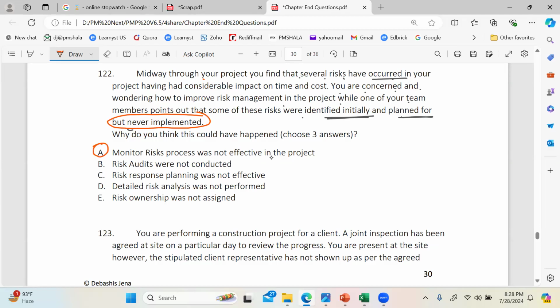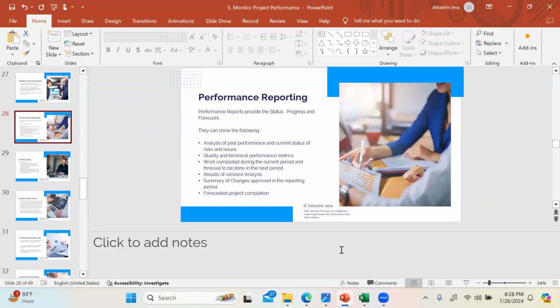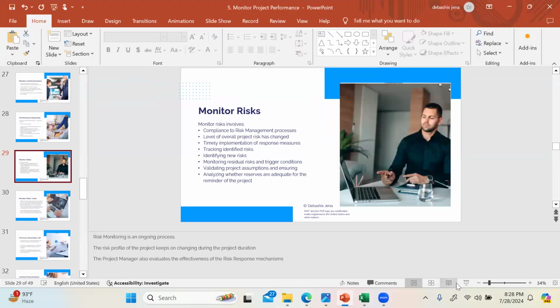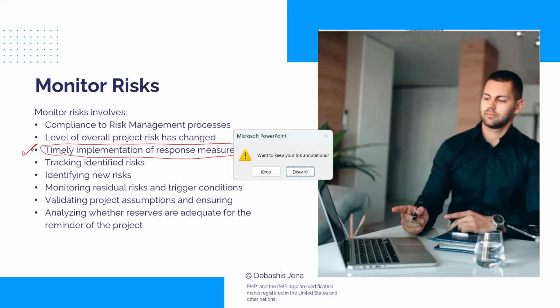Let me justify. A says monitor risk process was not effective in the project. I'll explain it this way. Come back to the monitor risk process we studied. Here, as part of monitor risk, you do several things, one of them being timely implementation of response measures. This is one agenda of monitoring. So if the monitor risk process were effective, then this would not have happened, that you didn't implement the response. That's how A qualifies as one of the answers here.